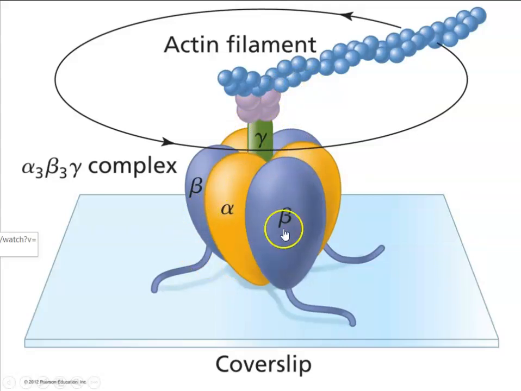What these scientists did is they took the beta subunits and attached them to a glass cover slip. And then they put on an actin filament that they labeled, and they were able to bind to this gamma subunit, and then it would spin around, and you can see that as the protons flow through this channel and turn this subunit. So let's look at this for a second.